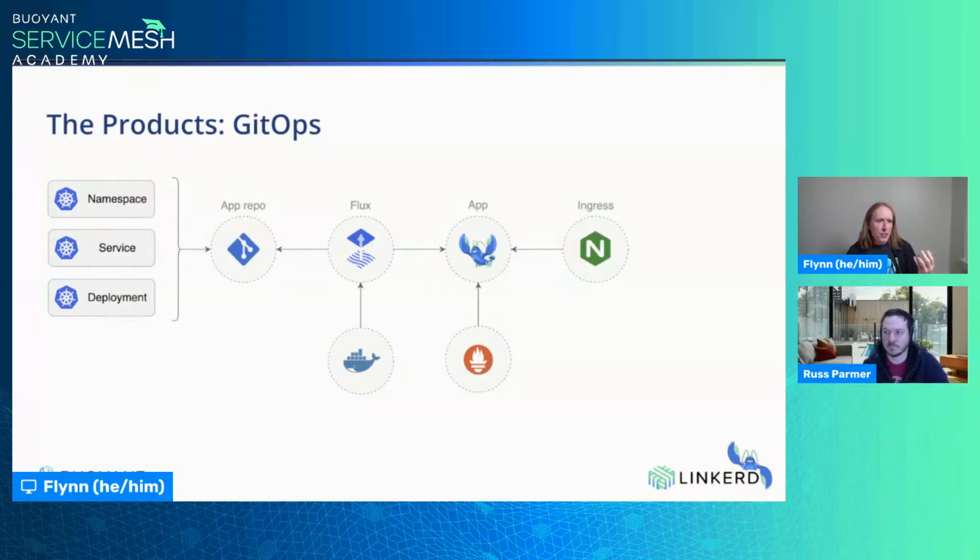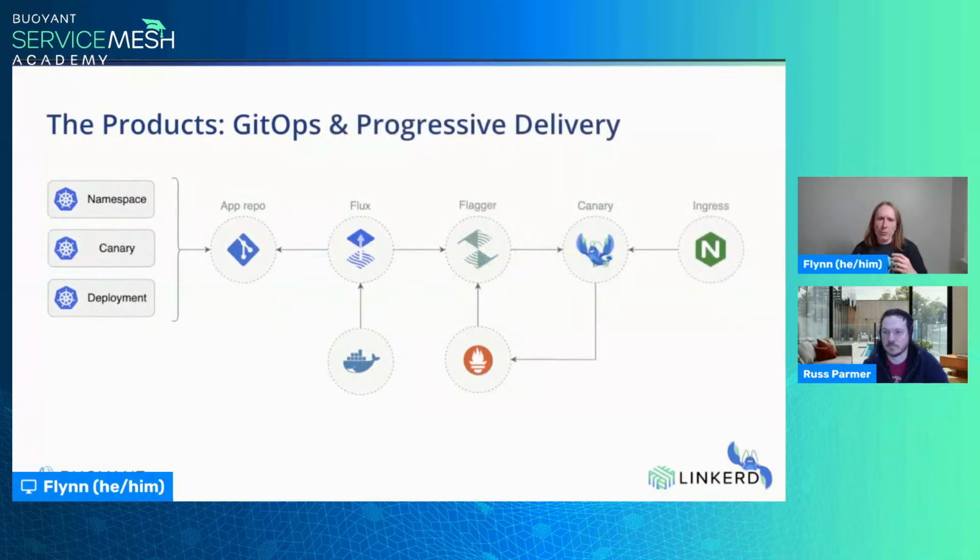Other relevant bits here are that we've got an Ingress controller. We're using Nginx for that today. We've got Prometheus that is handling metrics for us. Flux kind of interacts with that stuff, but where those really come into their own is when we start talking about progressive delivery and bringing Flagger into the mix.